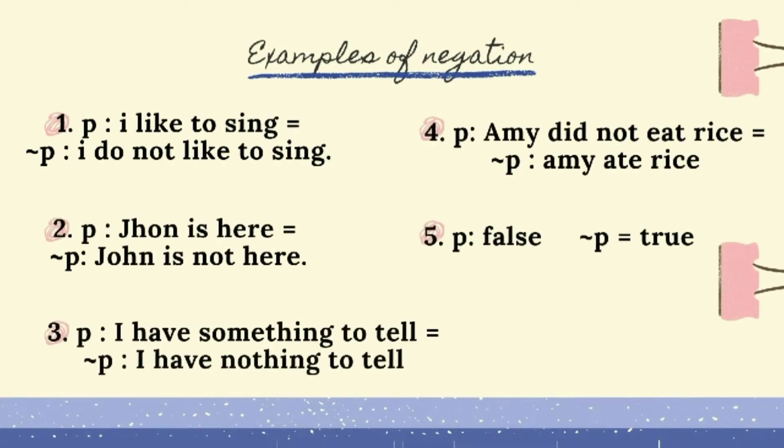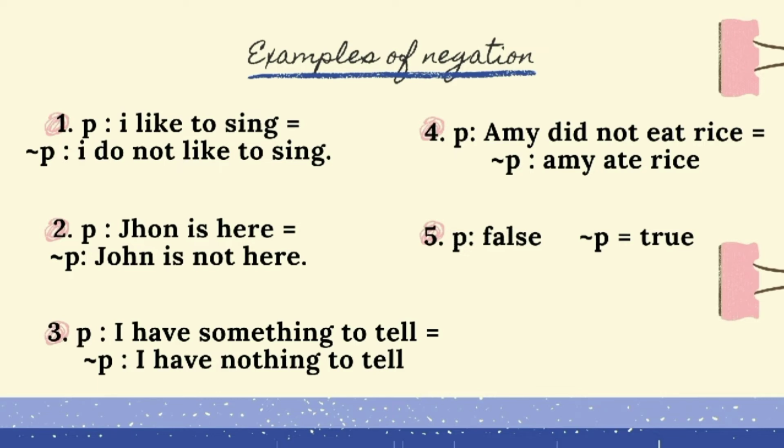Example number 1. P is true, I like to sing. The reverse value of P is false, so not P is false, I don't like to sing. Number 2. P is true, John is here. The reverse value of P is false, so not P is false, John is not here.